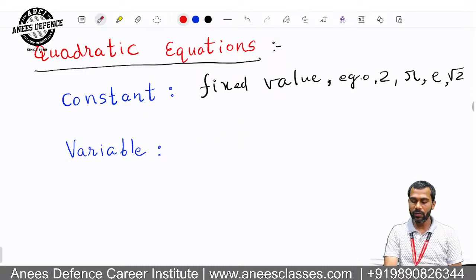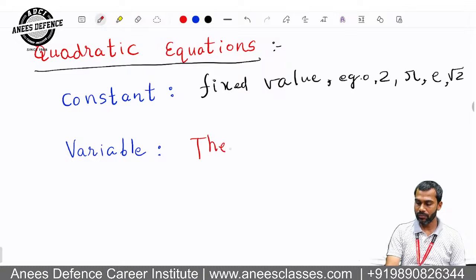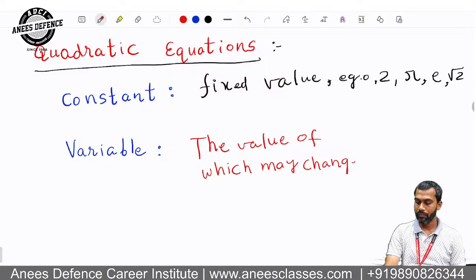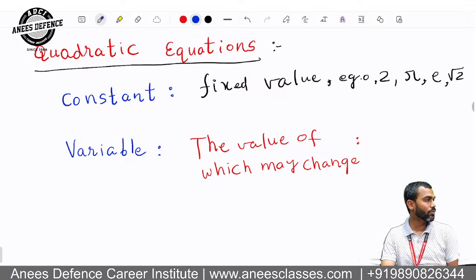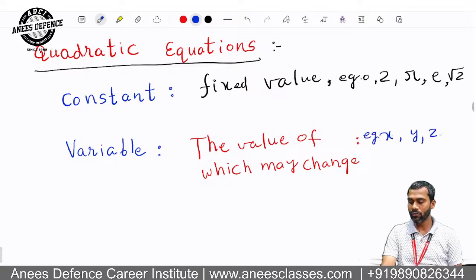Not fixed value. We can say the value of which may change. Yes or no? The value of which may change. For example, as we don't have any fixed value, we can represent all these variables using small letters of the alphabet. Tell me x, for example, x, y, z, and so on.